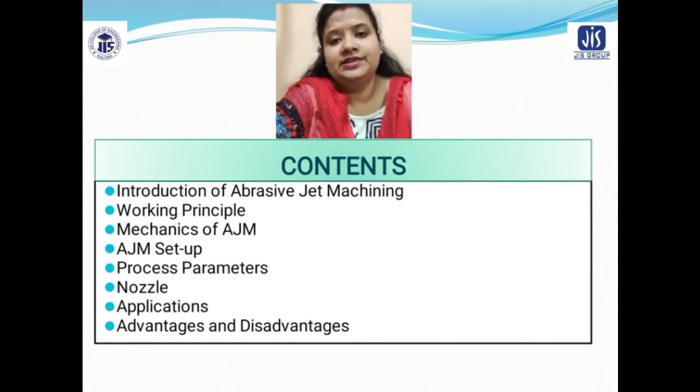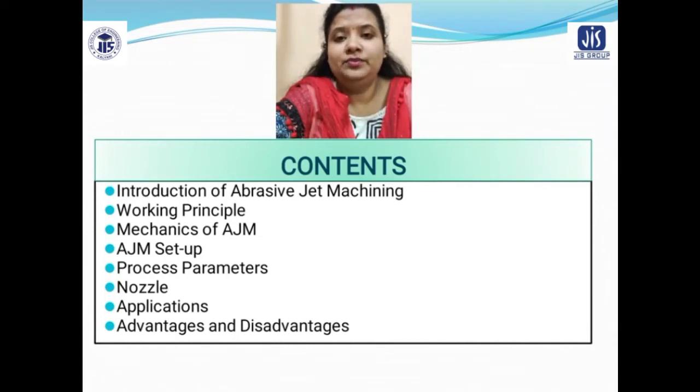Next, we will be discussing the process parameters. What is the effect of process parameters on the material removal rate of that particular product? Next, the most important part of this process is the nozzle. Which material is used to make that nozzle? It is very essential for all of us to know, because according to the selection of material, the life or longevity of a nozzle is determined.